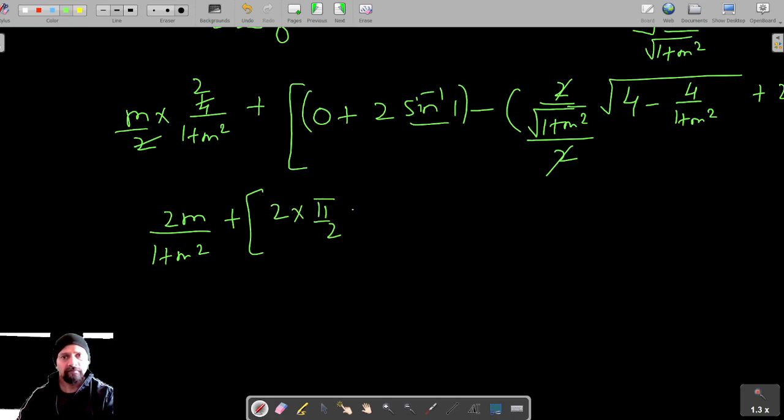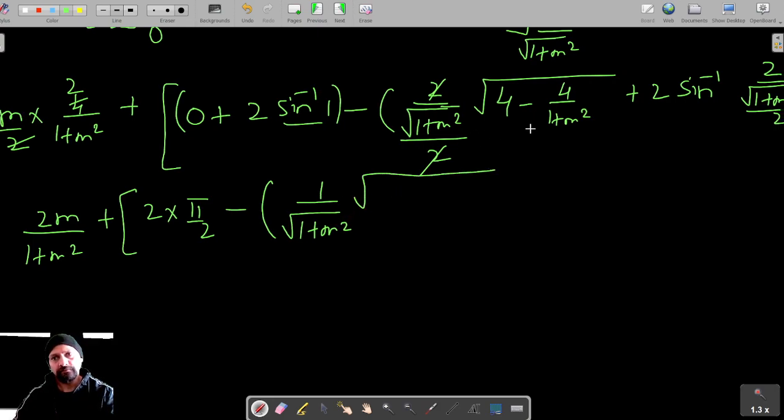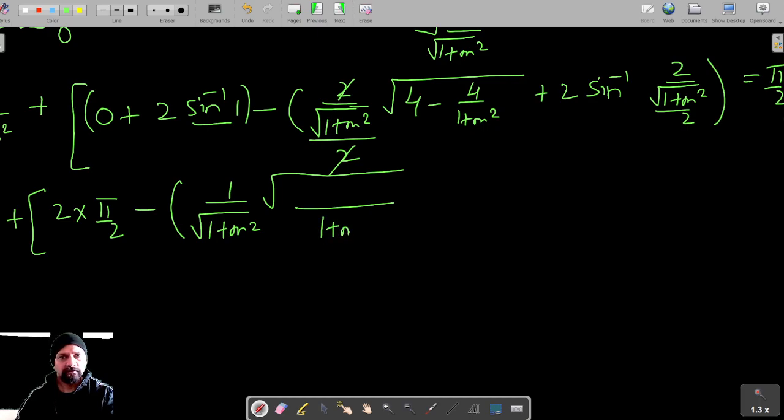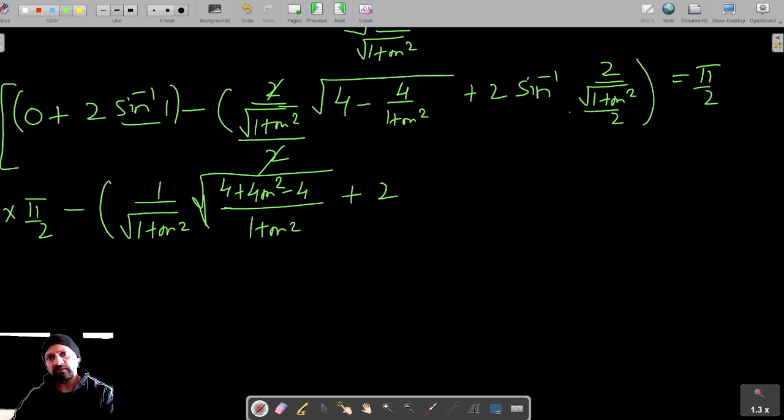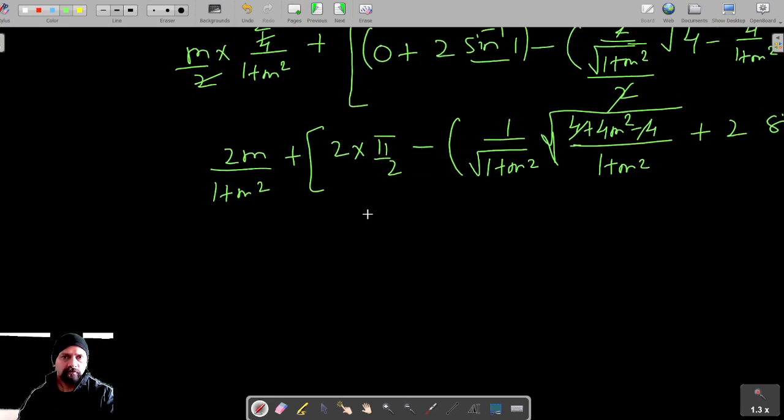Sine inverse 1 is pi by 2, minus. Let's open up the bracket. So this one is now 1 upon under root 1 plus m square. If we take LCM here, this is under root 1 plus m square, and this is 4 plus 4m square minus 4 plus 2. Now 2 and 2 get cancelled, so this is 2 sine inverse 1 upon under root 1 plus m square equal to pi by 2. So 4 and 4 get cancelled. I'm going to open the bracket now.